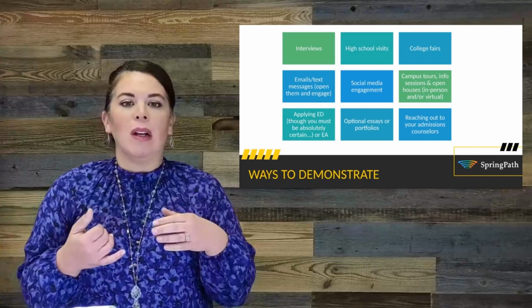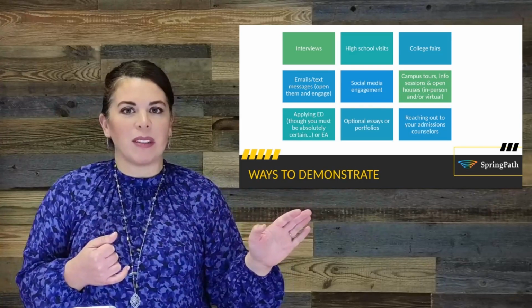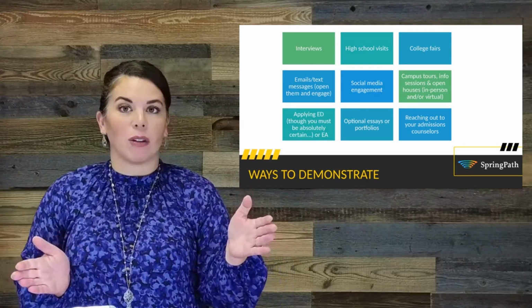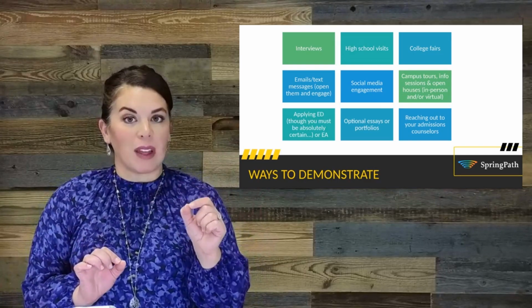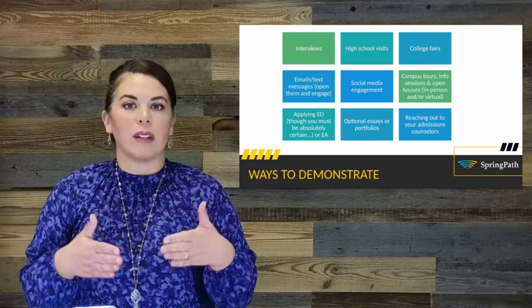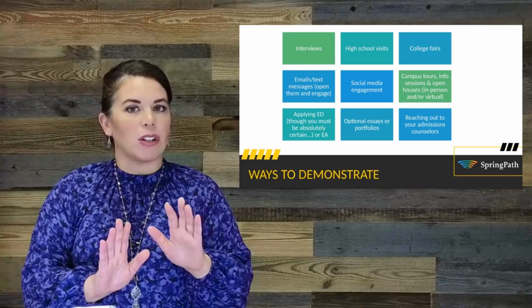All right, so we talked about the different ways to apply in a previous episode, but one way that you can show absolute interest would be applying early decision. But again, you must be absolutely certain that that is the place you are going, regardless of financial circumstance. So, though it is a surefire way to demonstrate interest, I would proceed with caution there.